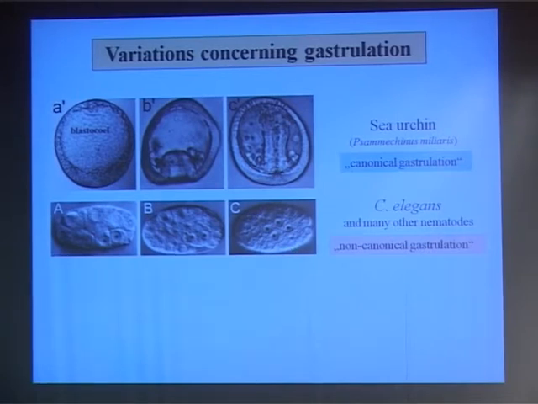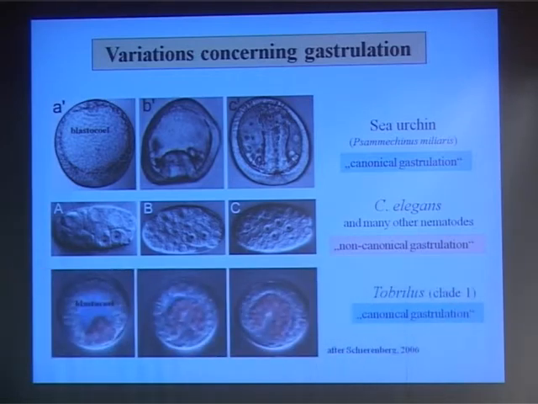And so far, it was thought that this is a typical nematode gastrulation, and some change in the gastrulation must have occurred with the emergence of the branch Nematoda. But a while ago, we found that is not the case. We find also nematodes which show this type of gastrulation that is found in the sea urchin. And this is Tylenchulus, clade 1, which is at the base of the nematodes.